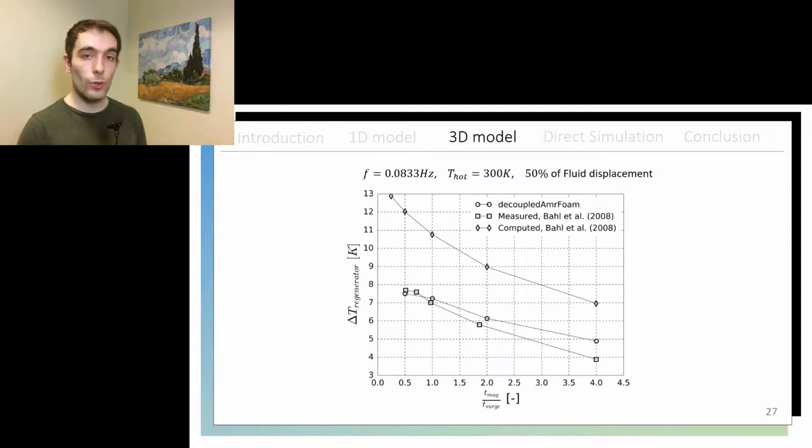And well, we can see the evolution of the temperature span of the regenerator as we increase the ratio between magnetization and surge time. As we increase this ratio, the heat transfer fluid is at rest more time at extreme points of the regenerator that have a larger temperature difference with the ambient, so it is logical to think that the heat losses would increase as we increase this ratio. And effectively we see how the discrepancies between decoupled AMR foam and the measurements increase with this ratio, which tells us that probably the heat losses were not such a prominent phenomenon at lower magnetization to surge time ratios.